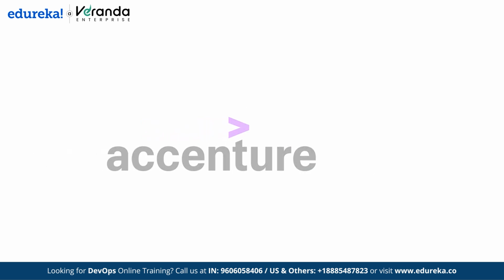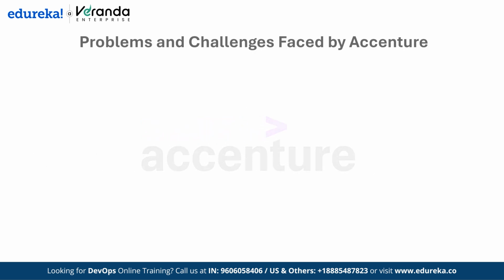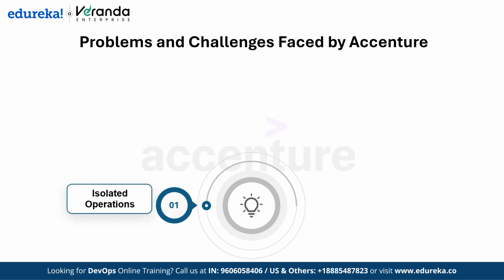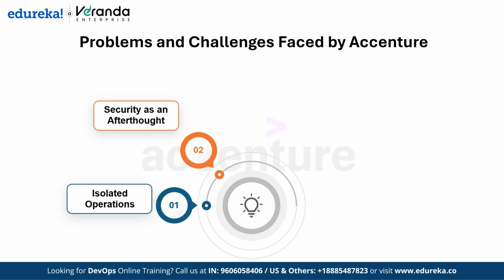Now let's see the problems and challenges faced by Accenture. Before transitioning into DevSecOps, Accenture faced several challenges in delivering IT solutions. The first challenge was isolated operations, where development, security, and operation teams worked independently, leading to inefficiencies and delays in software delivery. Then, security as an afterthought. Security vulnerabilities were often addressed late in the development cycle, increasing the risk of breaches and slowing down delivery.